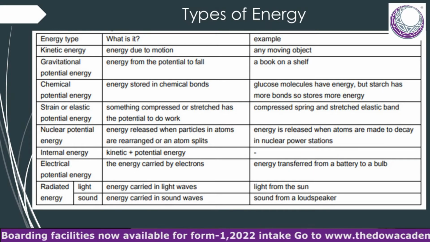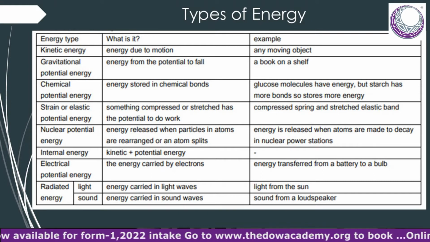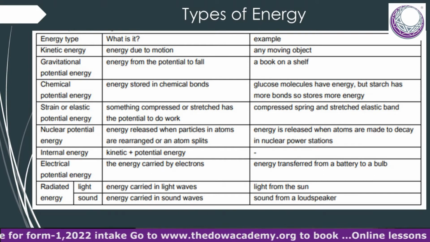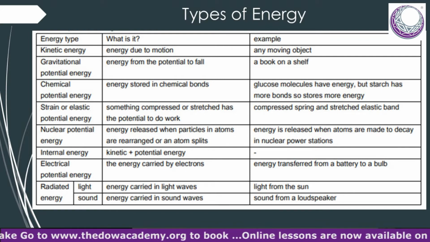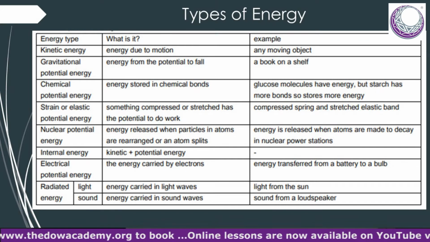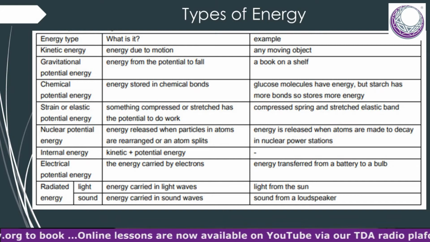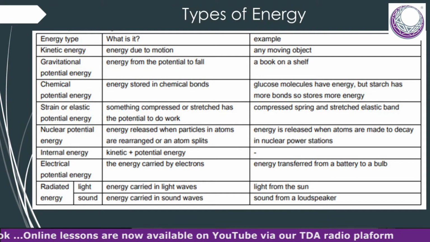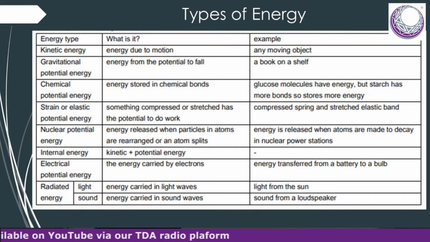Having looked at that, we are now looking at the types of energy, describing them and giving examples, as shown in this table here. We've got energy type, kinetic energy, which is energy due to motion or movement. For example, any moving object, we say it possesses kinetic energy.